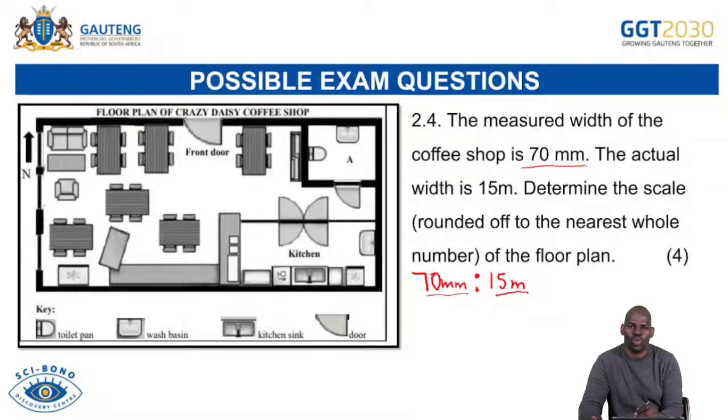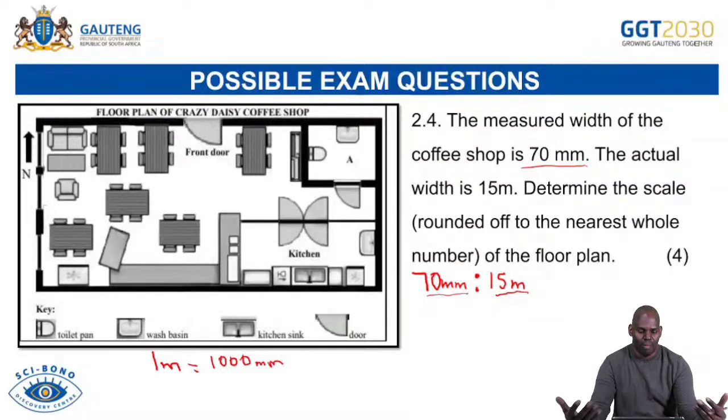Which one are we going to convert? It doesn't matter which one, okay? But it's always easier to convert the big one to a small one. Now you need to know 1 meter is equal to 1,000 millimeters. The examiner might not give it to you, so you need to know it, especially conversion between metric units. You must know all of them: how to convert from a meter to a kilometer, from a meter to a centimeter. You need to know them by heart. The examiner might not give you the conversion factor.